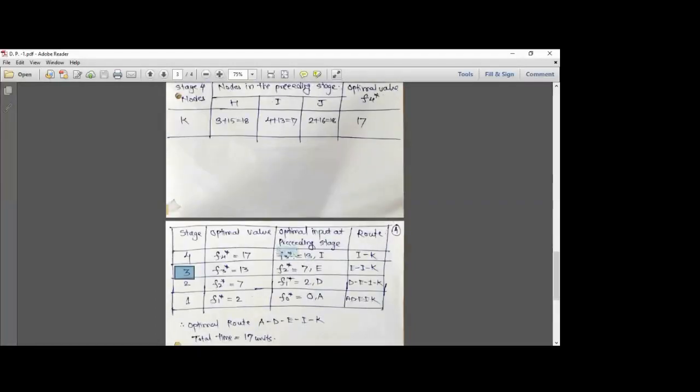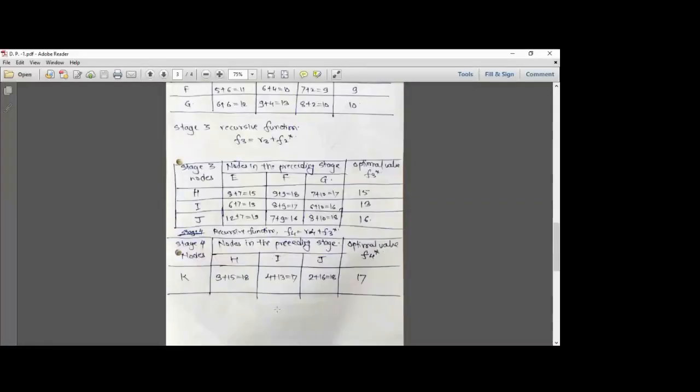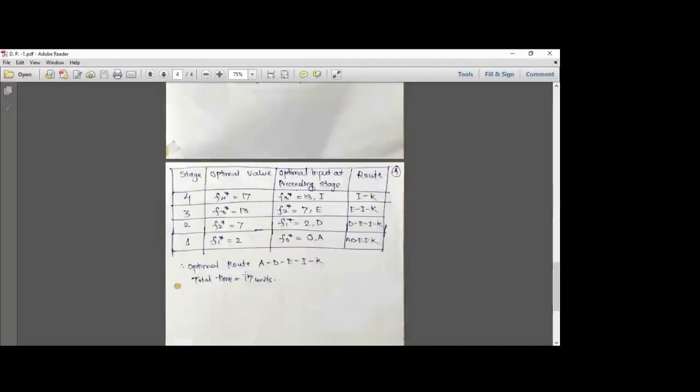ये हमको मालूम है. यहाँ पे भी देख के रखना है हम लोगों ने सिलेक्ट करके रखा है. F3 स्टार is 13. Now we have to find out F2 star. F2 स्टार कहाँ पे मिलेगा हमको? ये वाला है आपका F2. F2 स्टार कौन सा है? 7, 9 और 10 में से 7 है. और वो कौन से वाले नोड के लिए आता है? E नोड के लिए आता है. तो हम लोगों ने लिख दिया 7 और E.